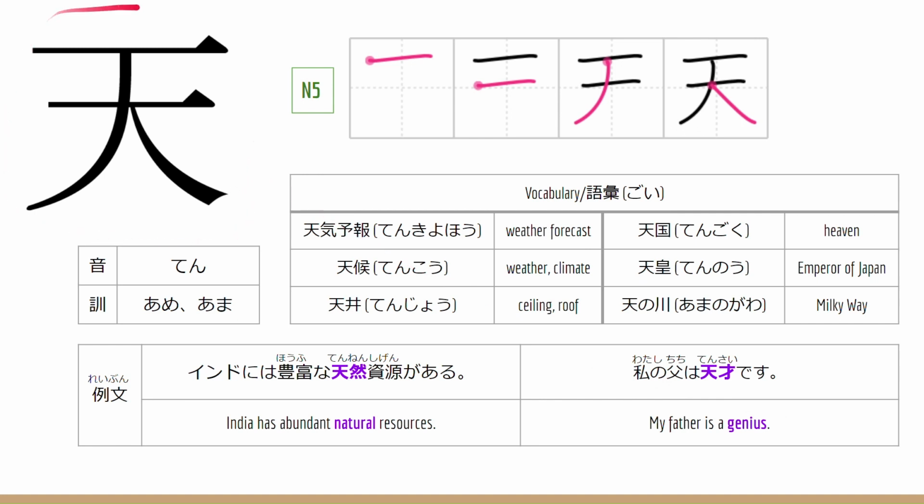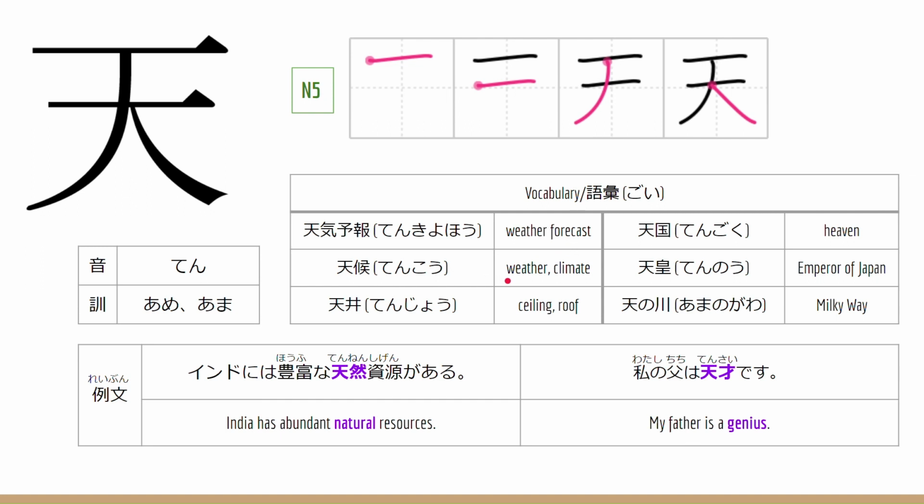This is the kanji 天. This is a stroke order for this kanji. Now let's go into the onyomi and kunyomi of this kanji. The onyomi is ten. And the kunyomi is ame or ama. Now let's go into the vocabulary or 語彙。天気予報。This means weather forecast.